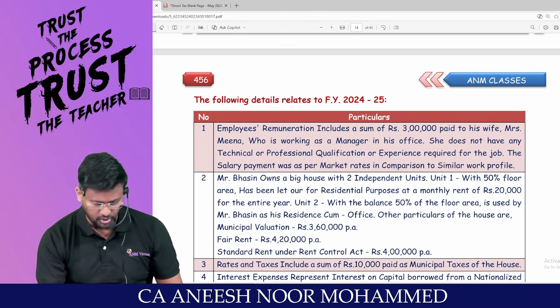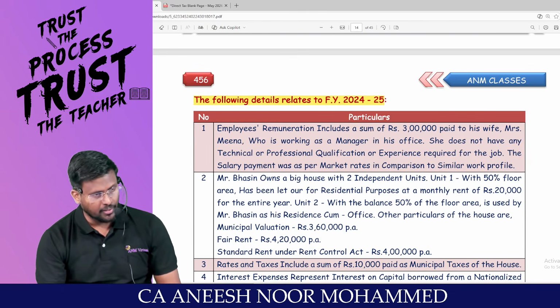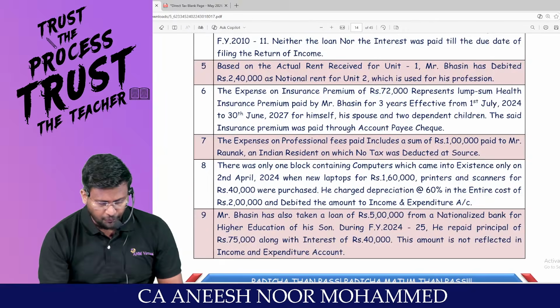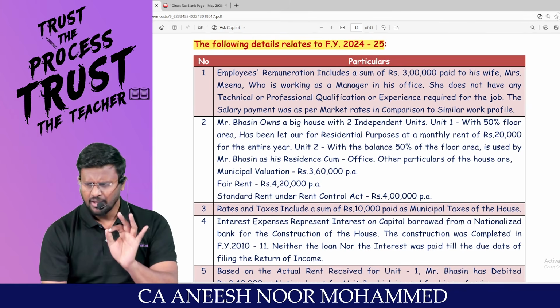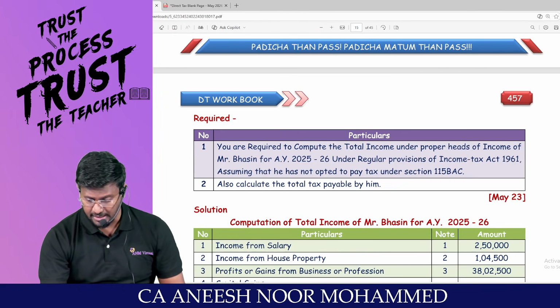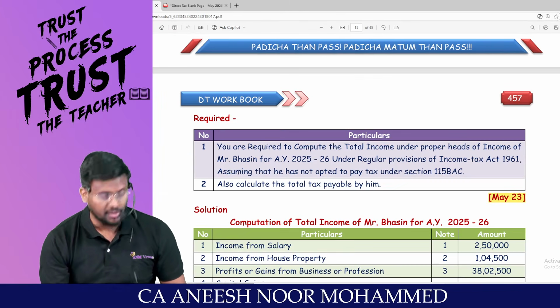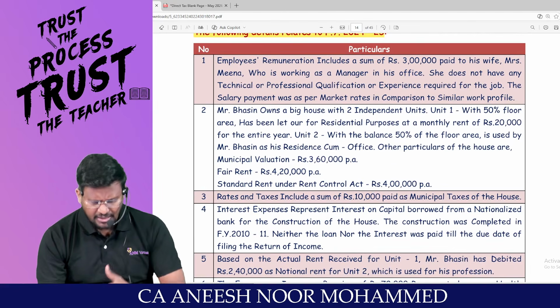But I have to read the notes. The following details relating to financial year 24-25 have been given. Number 1, 2, 3, 4, 5, 6, 7, 8, 9. There are 9 adjustments. Generally, this is a past examination question of May 2023. Recent examination question. Generally, students feel this is very lengthy.